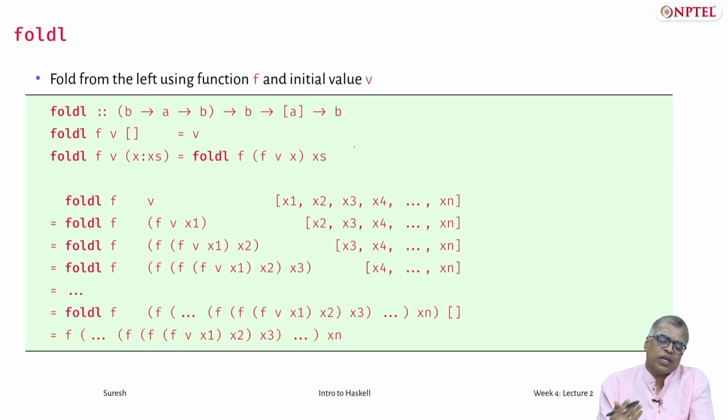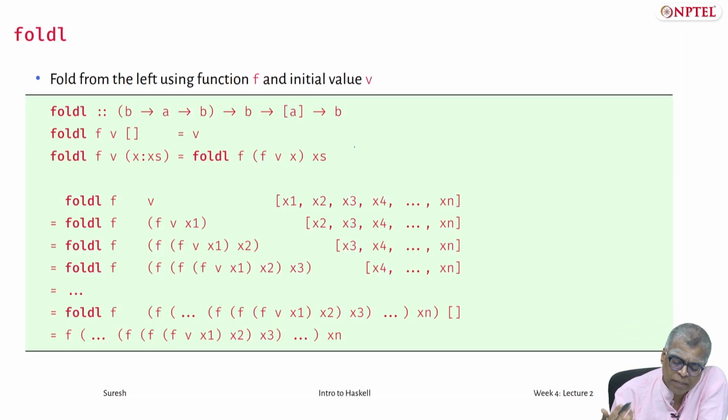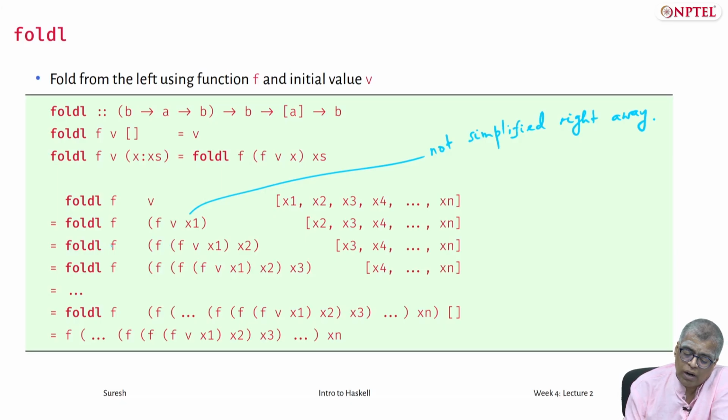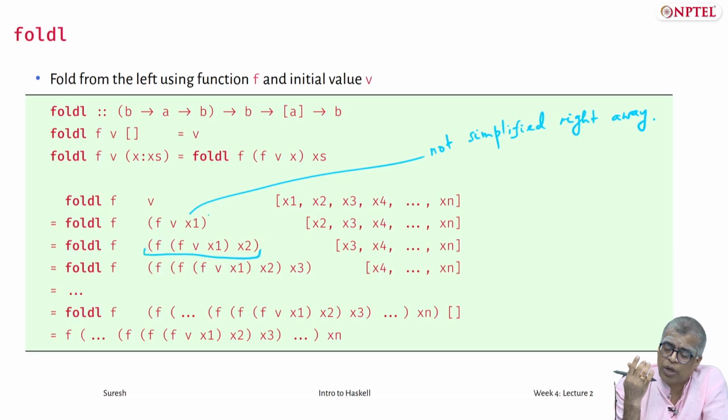Let us look at the case of foldl. foldl also suffers from the same problem. foldl f v x1 dot dot dot xn is foldl f of f v x1 applied on x2, x3 dot dot dot xn, but this thing is not simplified right away. And then this thing is foldl of f and then yet another modified accumulator, but the accumulator is not actually modified by being evaluated, it is just a new expression.